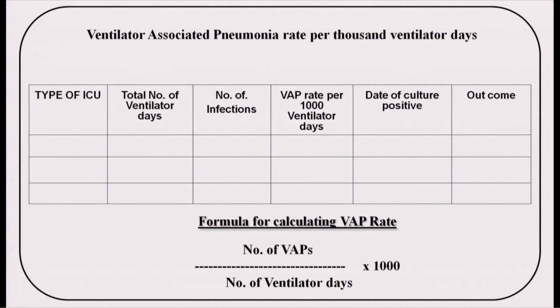Again, you are going to write in the first column the type of ICU, number of ventilator days in the particular ICU, how many infections and what is the VAP rate, and then what is the date of culture positivity and what is the outcome. Everything has to be documented clearly and legibly, so that when we produce the data in the meeting, if anyone asks any references, we can reproduce it immediately. The raw data has to be maintained and it has to be supported.